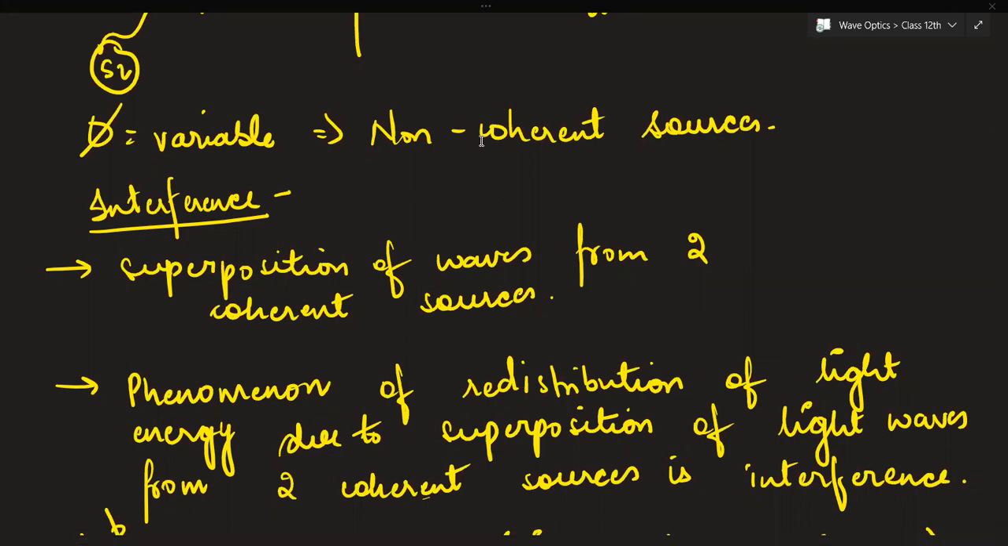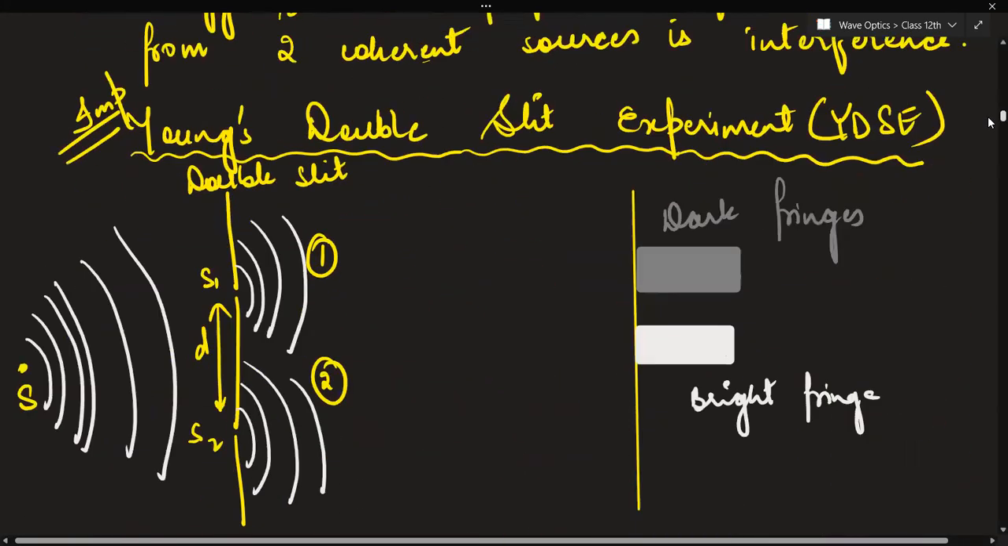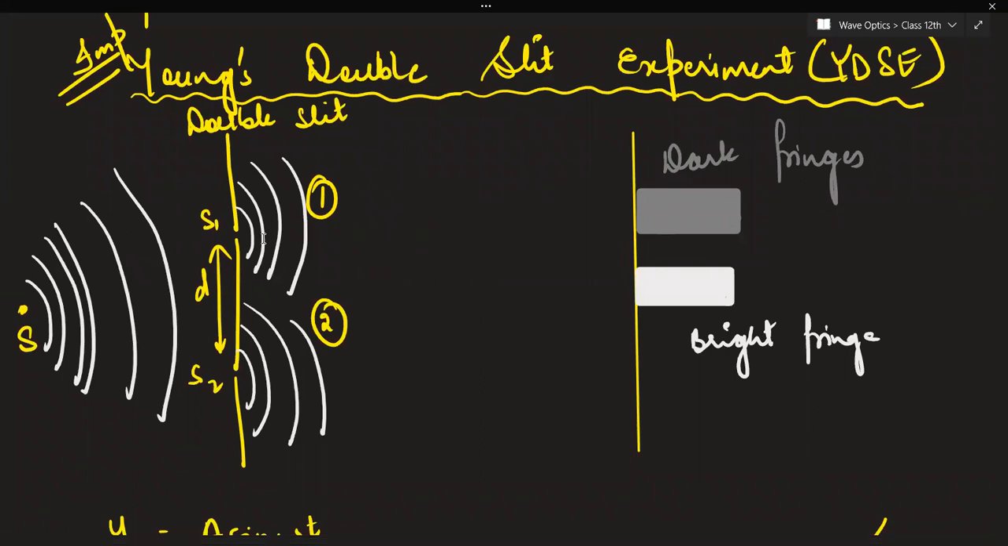Now see, coming to Young's double slit experiment. In this experiment, basically what we have, see here, a source will be there, a large screen will be there, it will be having two slits. And from these two slits, both the waves will enter. Fine.